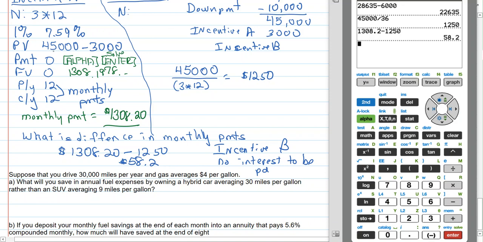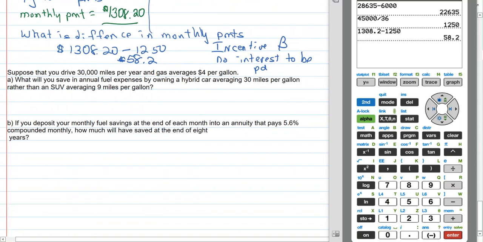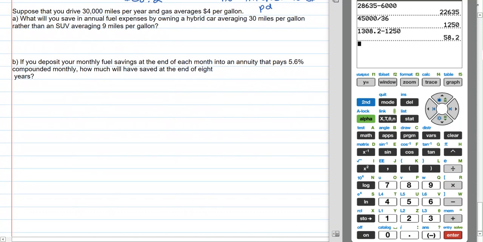Even with this being $42,000, because you gave them an extra $3,000, the interest rate was so high that incentive B is the better deal. All right, we're almost done with this section, and then we'll do homework and the exam. So let me make some room here.